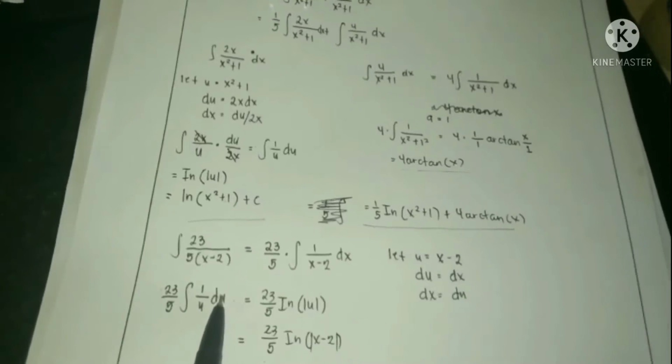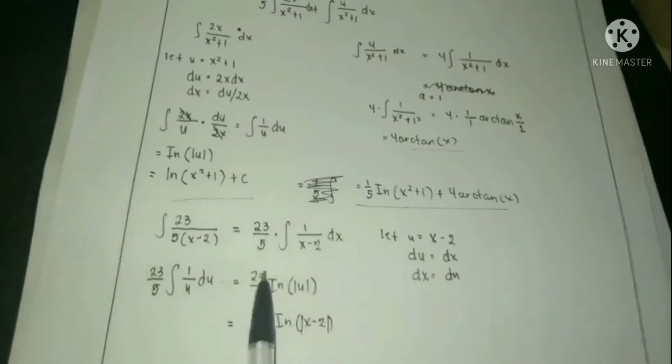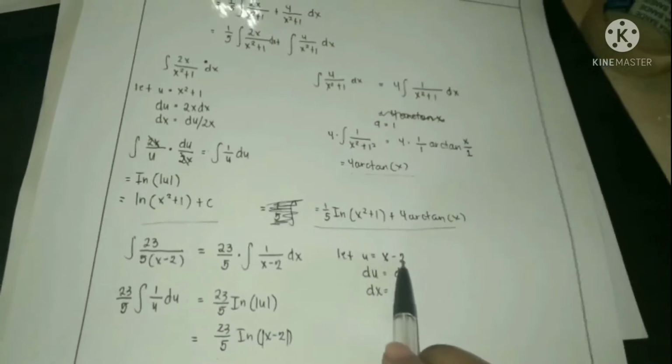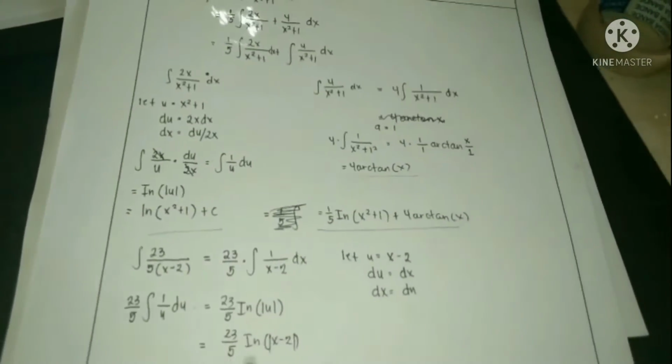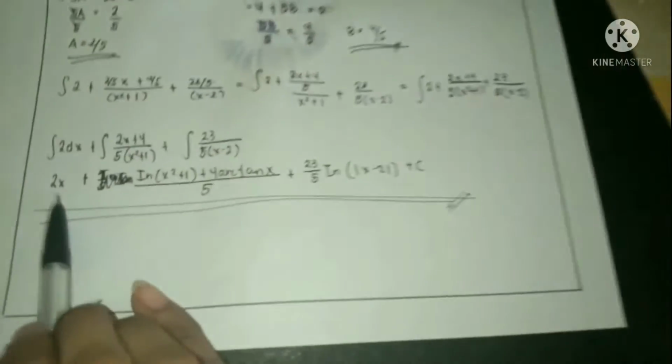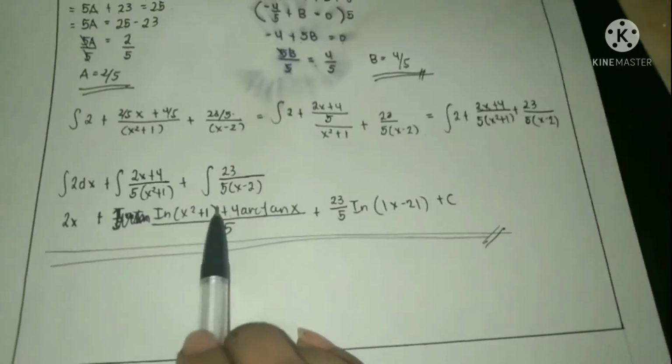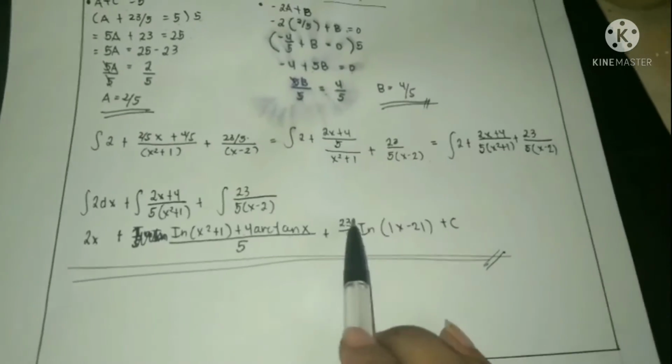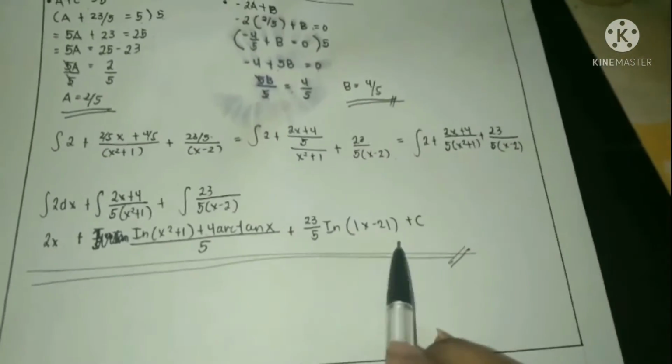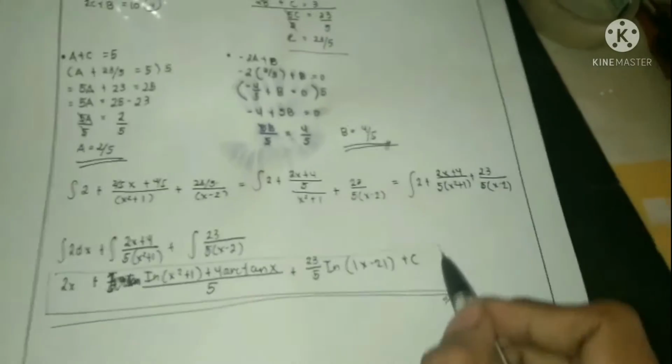Integrate 1 over u du. So, it will become 23 over 5 ln of u. Plug in the value of our u, which is x minus 2. So, it is equal to 23 over 5 ln of x minus 2 plus c. So, our final answer will be 2x plus ln of x squared plus 1 plus 4 arctan x over 5 plus 23 over 5 ln of x minus 2 plus c.